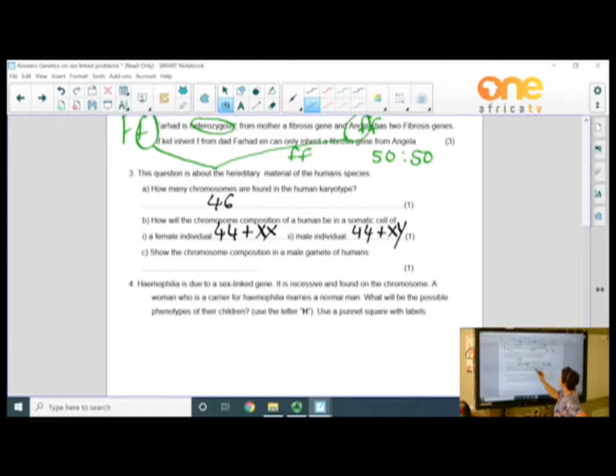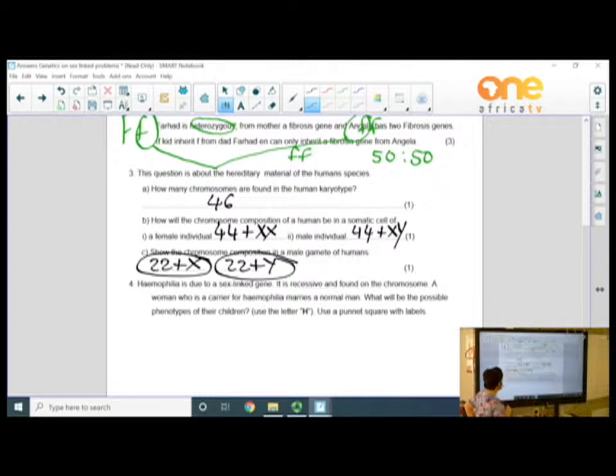In the gamete, it will look like this. 22 plus X is one of the male gametes, or 22 plus Y. So a male gamete has 2 options. Just to conclude, the female gamete will look like this. 22 plus X.